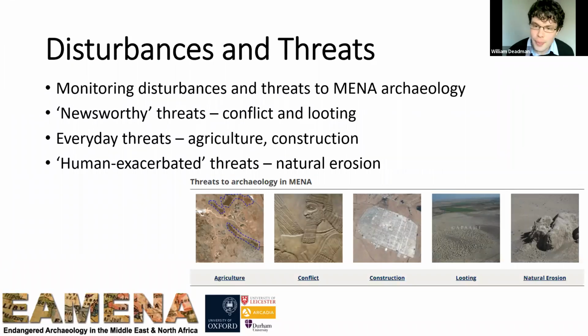And this all leads into a major part of our work in the EAMENA project, which is monitoring disturbances and threats to archaeology. These are obviously manifold and varied, but there are some that we tend to see again and again in our work. Some you're likely to have heard about in the news, such as conflict and looting. But in general terms, these are secondary in terms of the amount of damage being done, at least, to the more mundane threats, such as agriculture and construction, which are a real problem, obviously everywhere in the world, but especially in the Middle East, as far as we see.